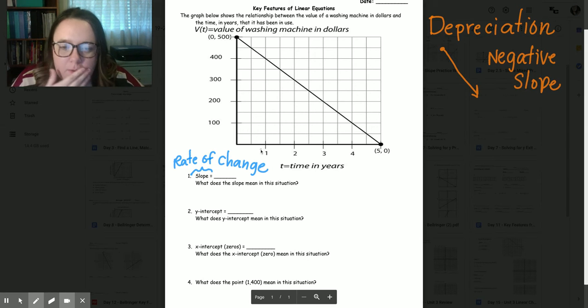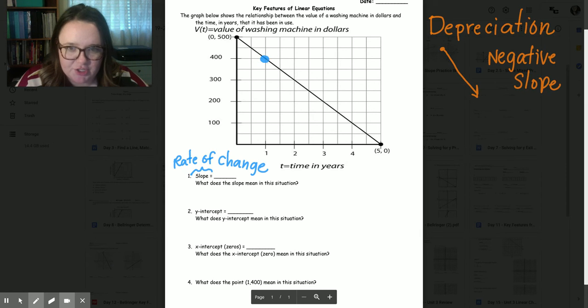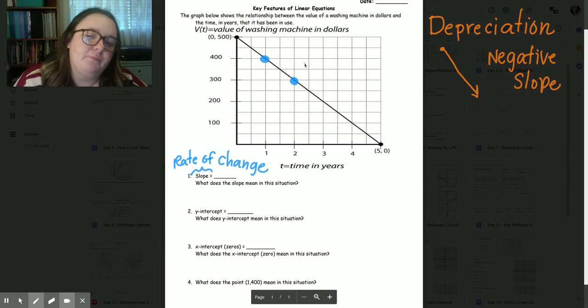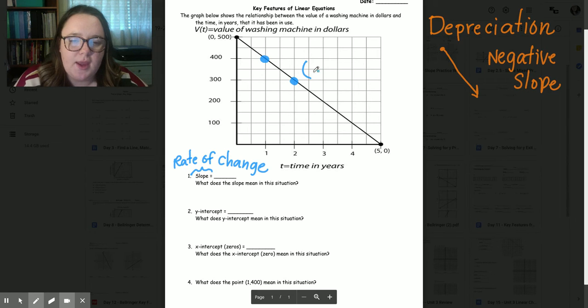The slope from this first year right here, if I follow that one all the way up, here was that washing machine at the first year. How much was it worth at that first year? At the first year, it was worth $400. Come the second year, it was right here. How much is it worth the second year? It's worth 300, right? So at the second year it's worth 300. First year is 400. So in that year, how much did it go down? Let's figure this out. I can label these points, right? I can say that this is at 2, 300.